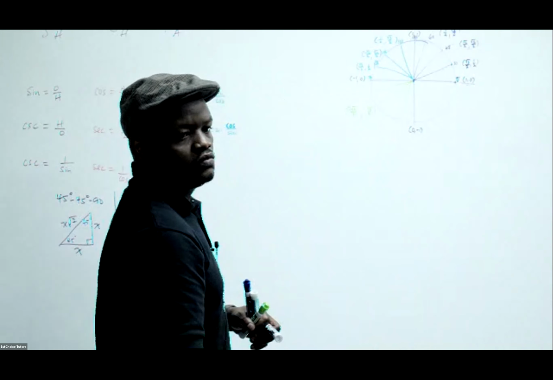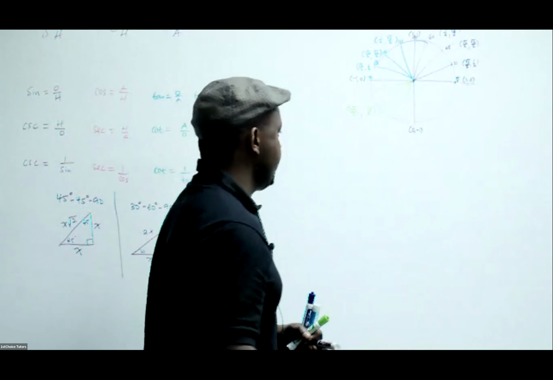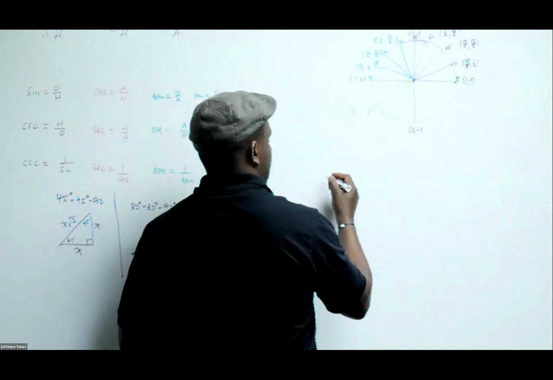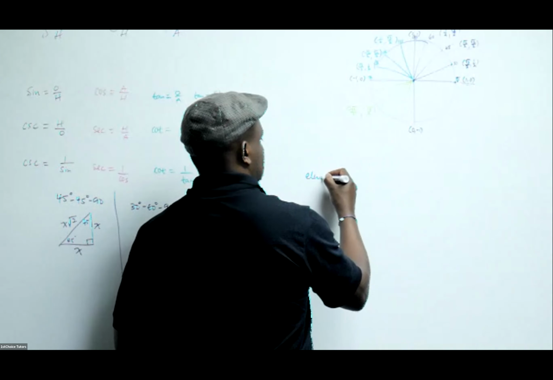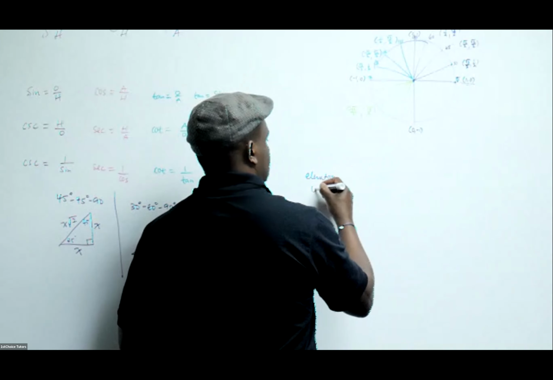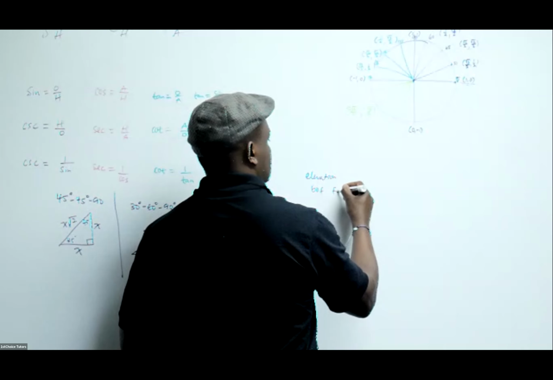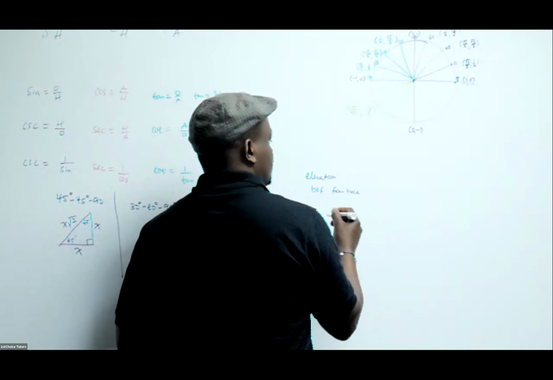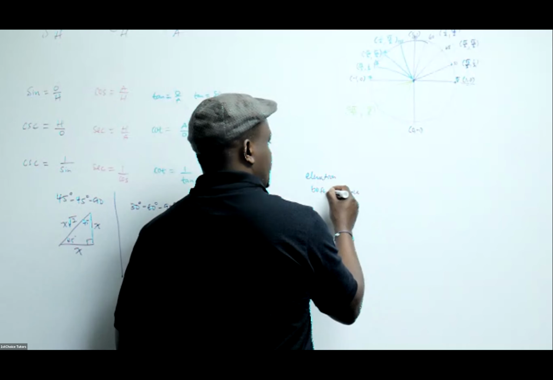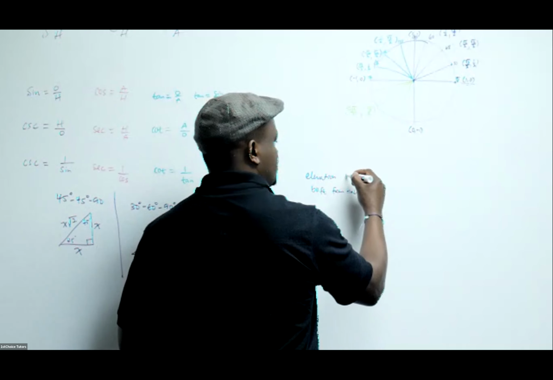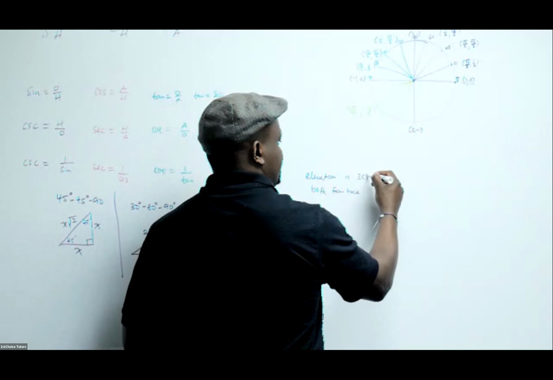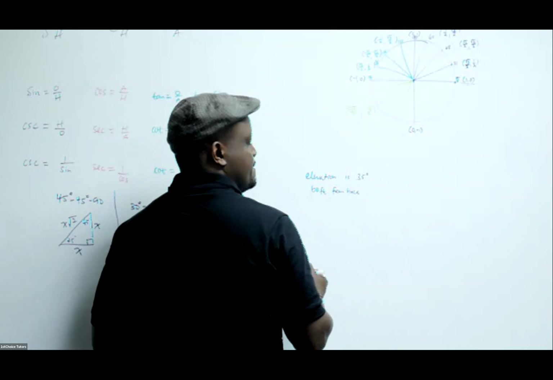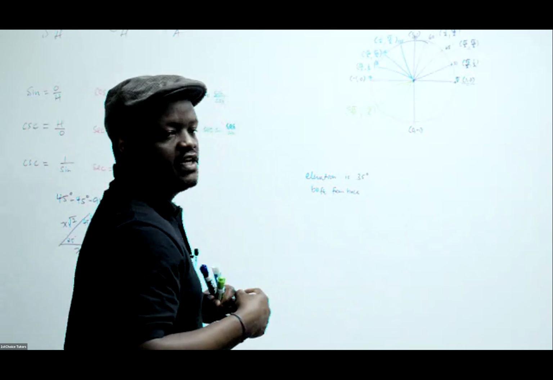The angle of elevation to the top of a tree from a point on the ground 60 feet from its base is 35 degrees. How tall is the tree to the nearest foot? Angle of elevation was what? 35 degrees. 60 feet from the base? And we want to find the height of the tree?